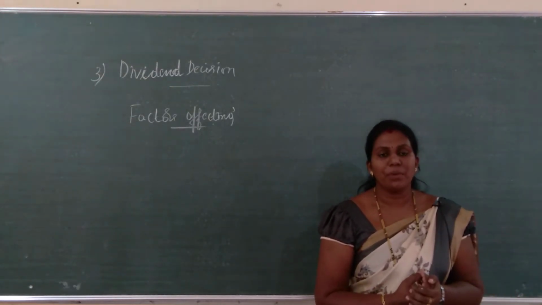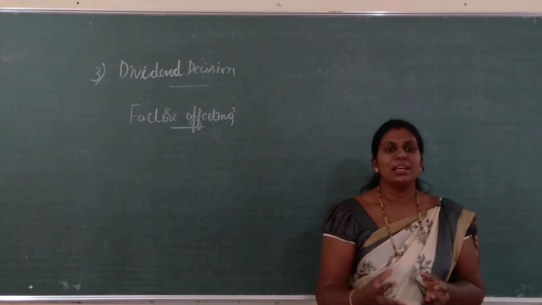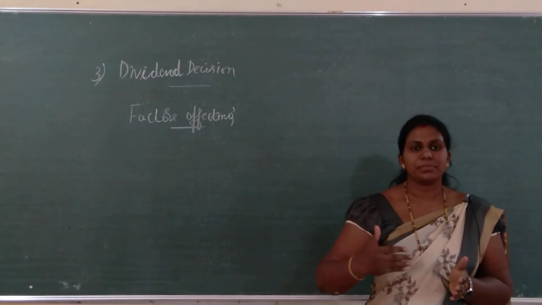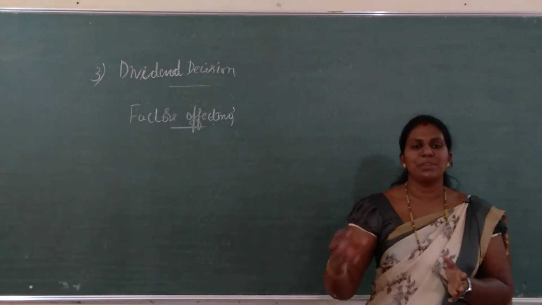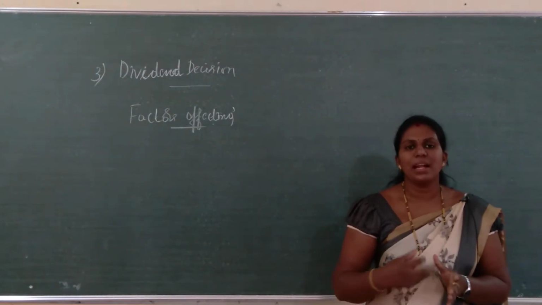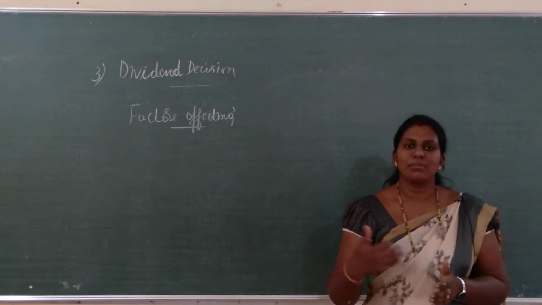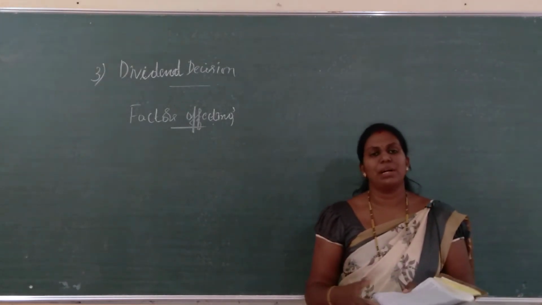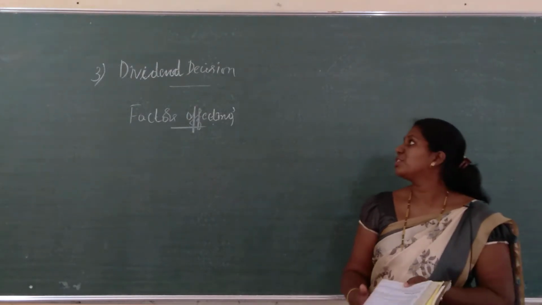So out of the profit earned after paying tax, the remaining profit, how it has to be distributed, how much in that has to be given to the shareholders as a dividend and how much has to be retained as retained earnings, we have to take a decision.